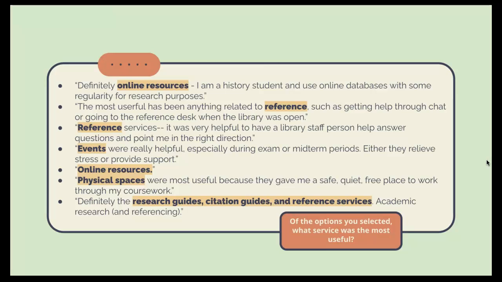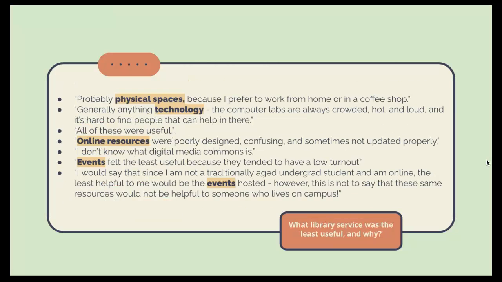Events were helpful for this person. They are relieving stress, providing support, particularly during times of high stress. Online resources again. Physical spaces were useful because they provided a safe, quiet, free place to work. And then someone highlighted research guides, citation guides, and reference services. So out of all of these, reference and online resources were two of the biggest ones that were noted.